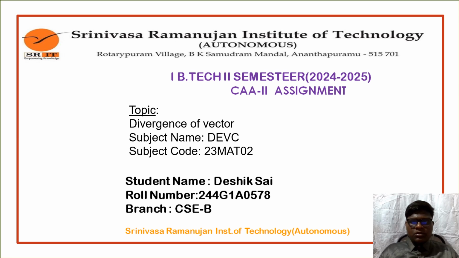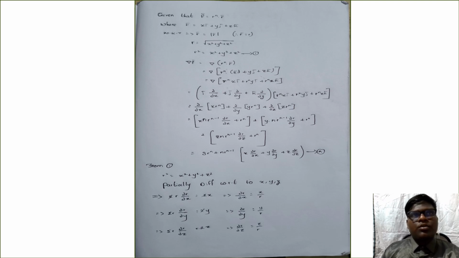Today we are going to solve a problem from the topic divergence of a vector. Given that f bar is equal to r power n into r bar, where r bar is equal to x i bar plus y j bar plus z k bar.